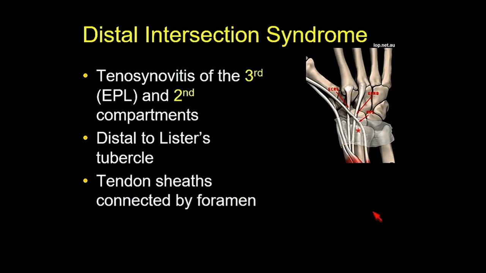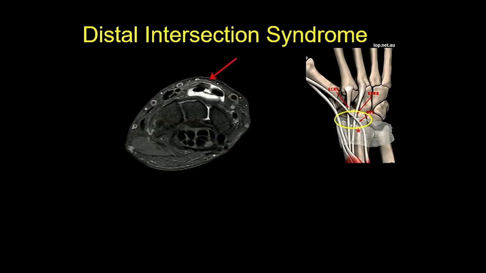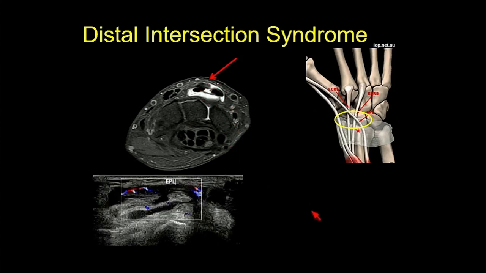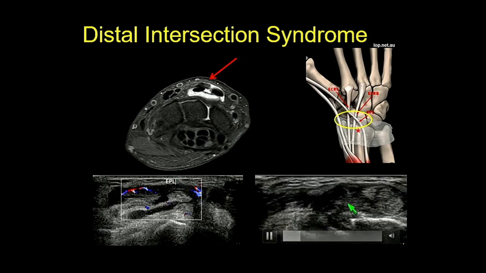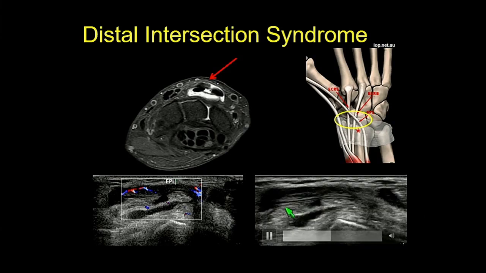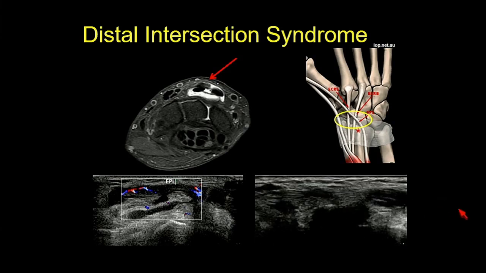Distal intersection syndrome, which is the case I showed you, is a tenosynovitis again as the third tendon, extensor pollicis longus, crosses over compartment 2. So this occurs just distal to Lister's tubercle, and the tendon sheaths are actually connected by a foramen. So typically both tendons will have fluid around them, and here's just an axial MR image showing fluid around these tendons as they're crossing. And here's again the ultrasound that I showed you. There's extensor pollicis longus. Keep your eye on that. Just after Lister's tubercle, it's going to cross over, and you can see the fluid around these two tendon sheaths.